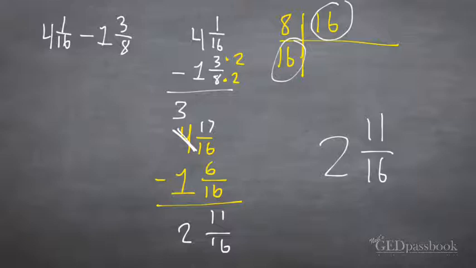I think this method is good for adding mixed numbers just because you never have to worry about the borrowing. You'll just find the common denominator of your fractions and then you'll just add. But always keep track of simplifying your final answer.